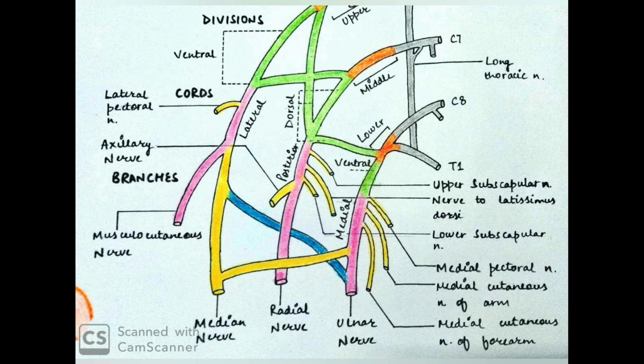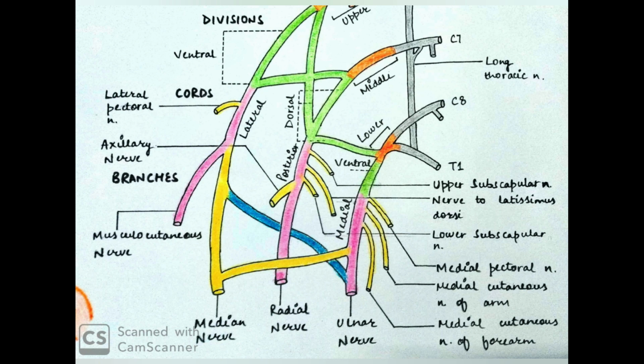Third is the lateral root of median nerve with root value of C5 to C7. Along with its medial root, it forms the median nerve, which is the chief nerve of the muscles of the front of the forearm. The first branch of the medial cord is the medial pectoral nerve with root value of C8 and T1. It supplies both the pectoralis minor and pectoralis major muscles.